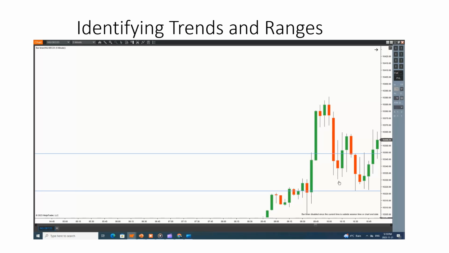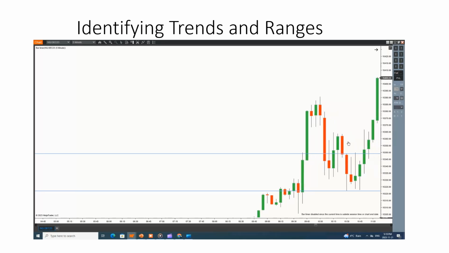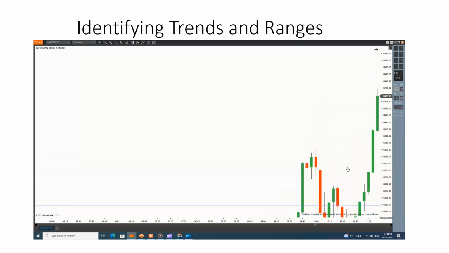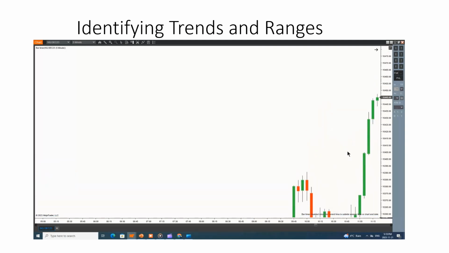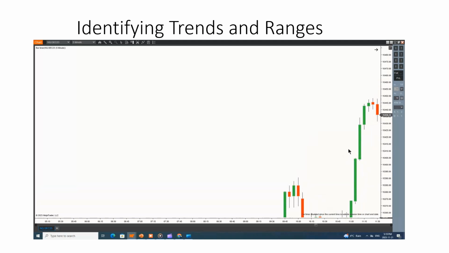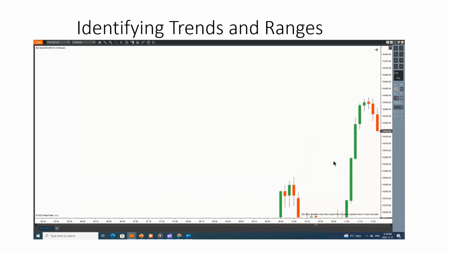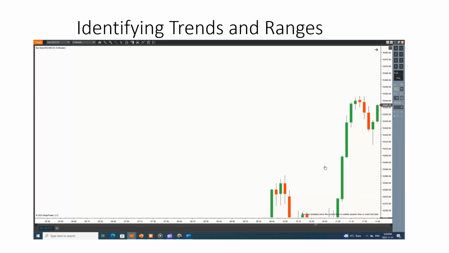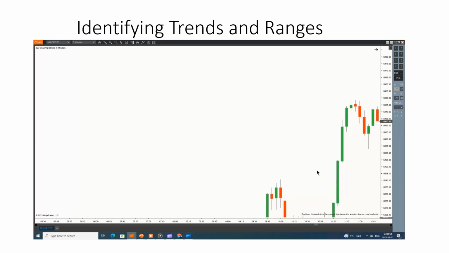Market is in an uptrend. Market is still in an uptrend. Uptrend. Now the market is in a range. Now the market is in a downtrend. Last three bars are red color. Now the market is still in a downtrend. Now the market is in a range.